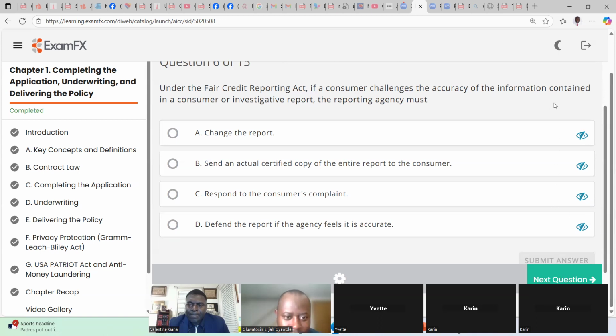Okay, sir. Under the Fair Credit Reporting Act, if a consumer challenges the accuracy of the information contained in the consumer or investigative report, the reporting agency must change the report, send an actual certified copy of the entire report to the consumer, respond to the consumer's complaint, defend the report if the agency feels it is accurate. And send an actual certified copy of the entire report to the consumer. Okay.